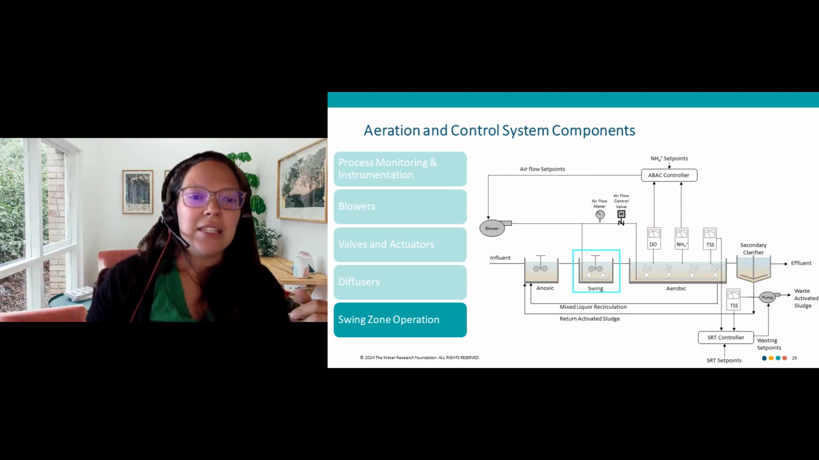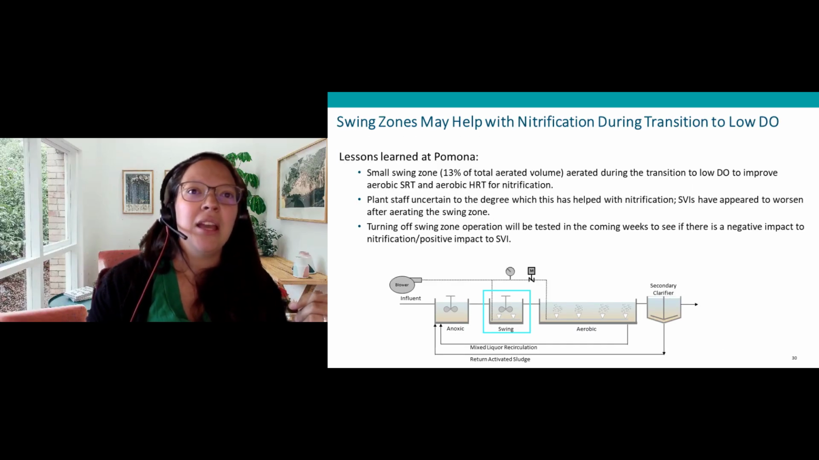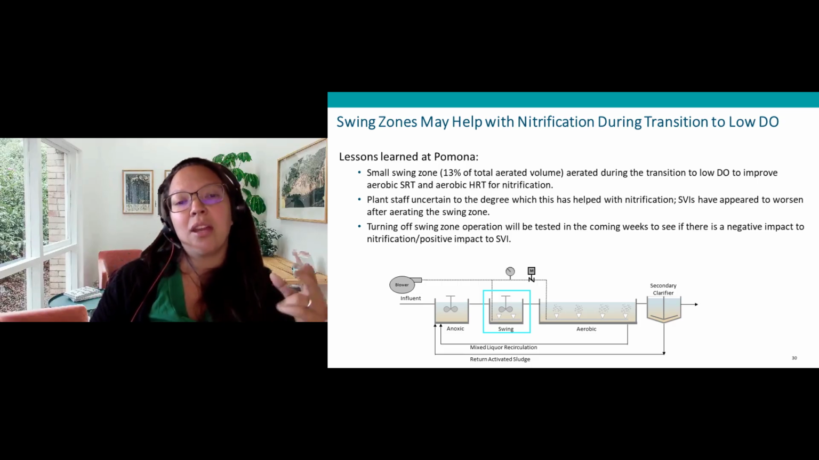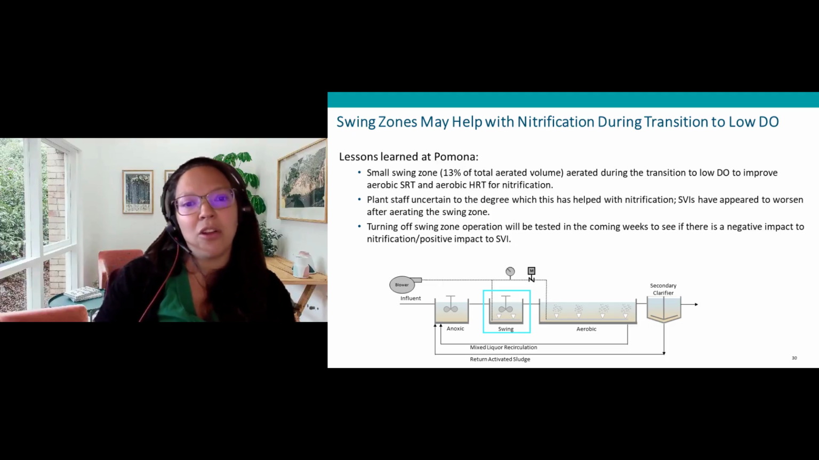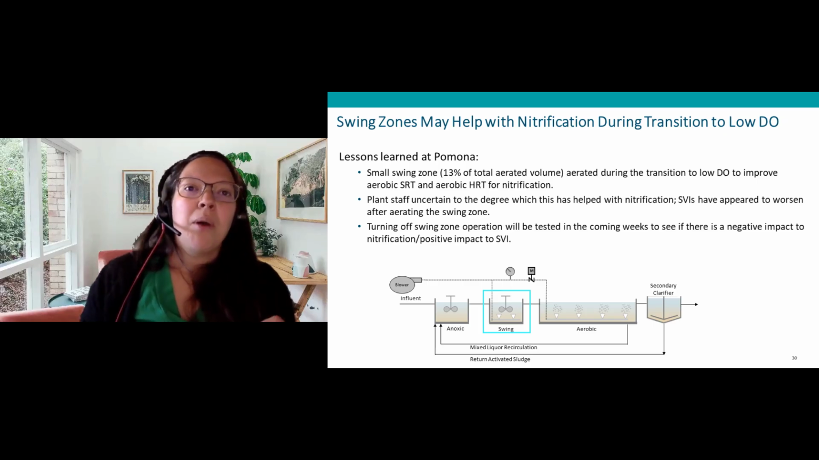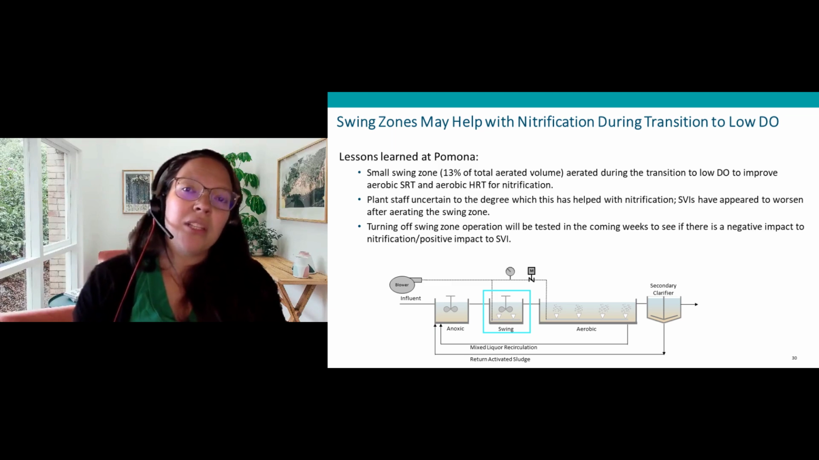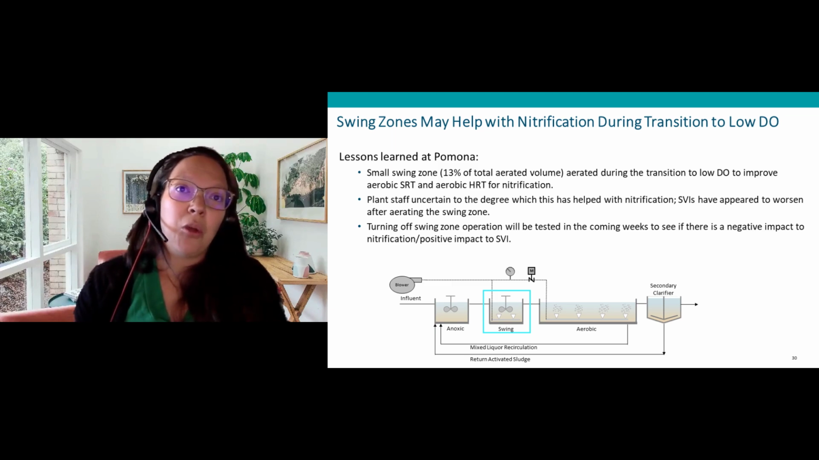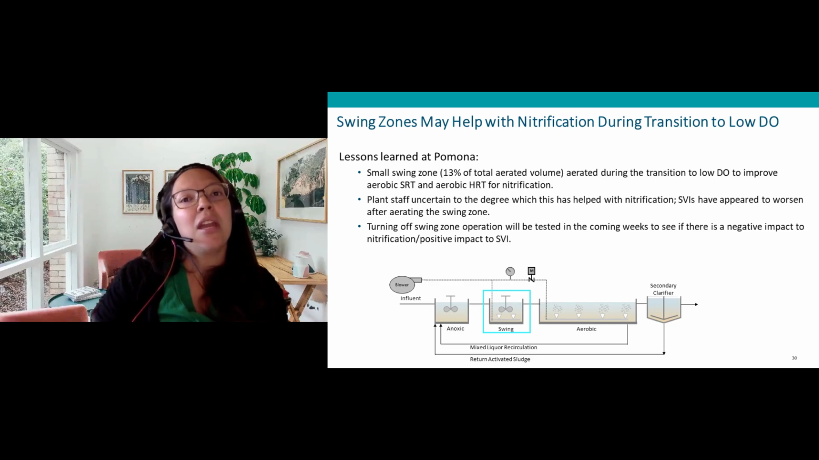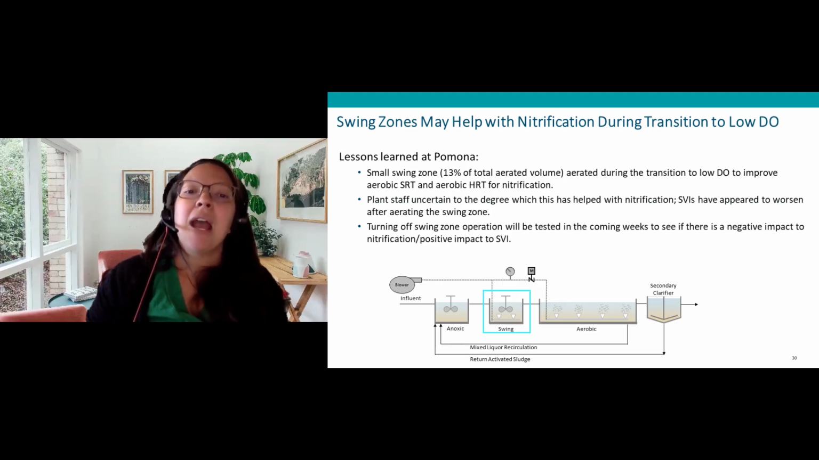And finally, let's talk about what we do about swing zone operation. Some facilities have swing zones as part of their process, and swing zones are basically zones that are designed with mixers and diffusers so they can switch from being part of the unaerated zone volume to the aerated zone volume for operational flexibility. Pomona has a small swing zone that's about 13% of their total aerated volume. They did aerate this zone during the transition to low DO to improve the aerobic solids retention time and the aerobic hydraulic retention time for nitrification.